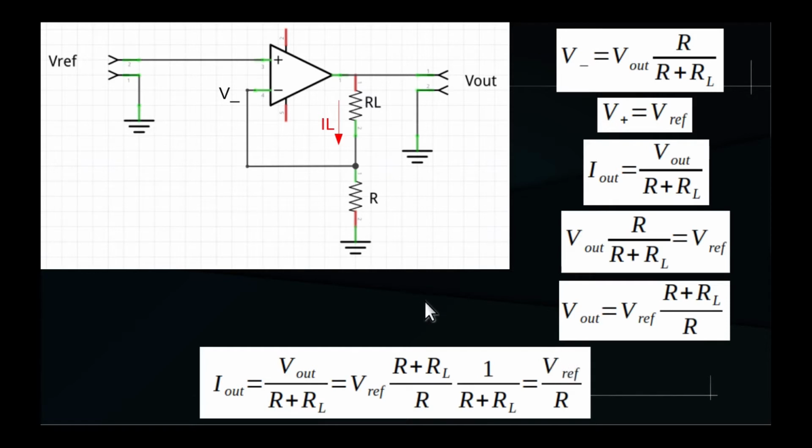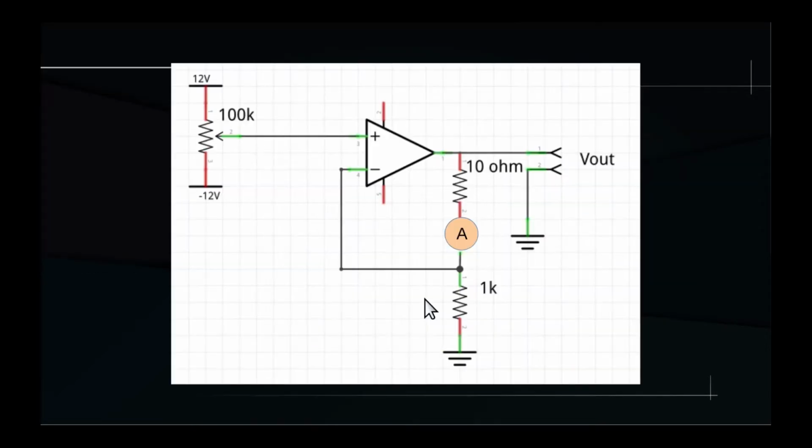To show this in lab, I made a circuit like this one, where I just used a potentiometer to generate the reference voltage, and where I put an ammeter in series with the load, so we can measure the current flowing through it, which is the resistor of 10 ohms. Let's see how this works.